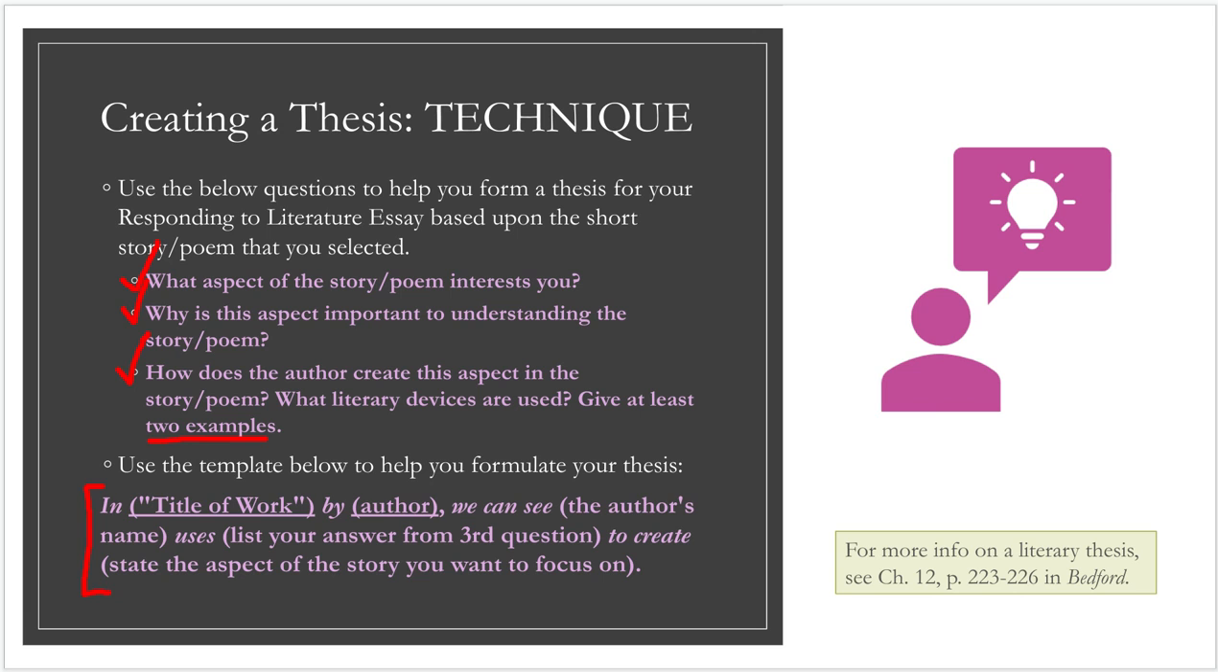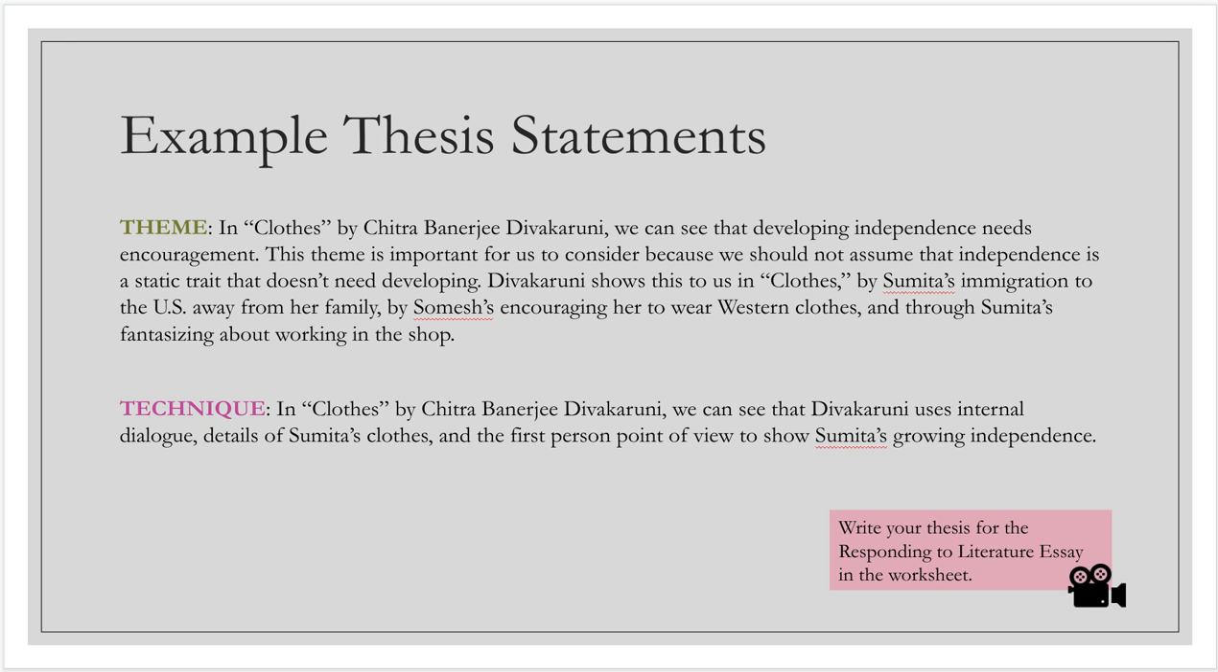All right, now here, let me give you some practical examples to help you see how these two thesis statements differ. So if I were to do theme on Close, which was the short story you read in chapter 2, this might be what I would say. In Close by Chitra Banerjee Divakaruni, we can see that developing independence needs encouragement. This theme is important for us to consider because we should not assume that independence is a static trait that doesn't need developing.